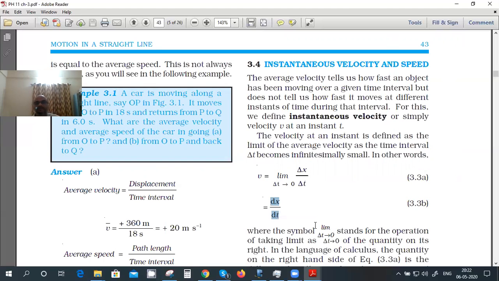Delta x is a finite interval, and delta t is a finite interval. But when the interval becomes very, very small, we represent that as dx. A small interval in time is represented by dt. So in that limit, delta t tending to 0, this becomes dx by dt. It's just a representation. And this is the slope of the tangent.